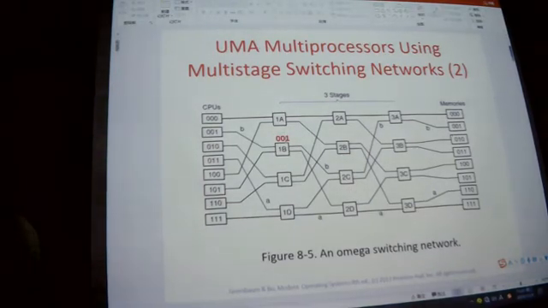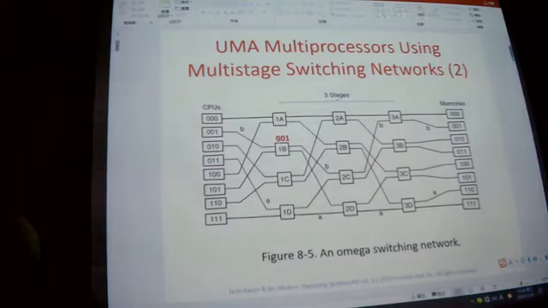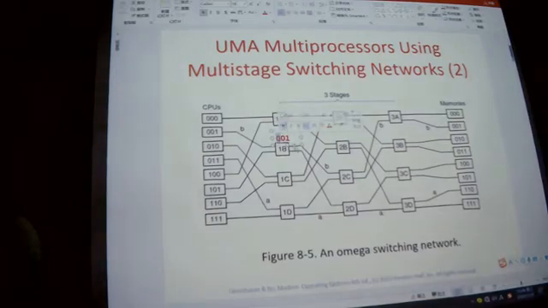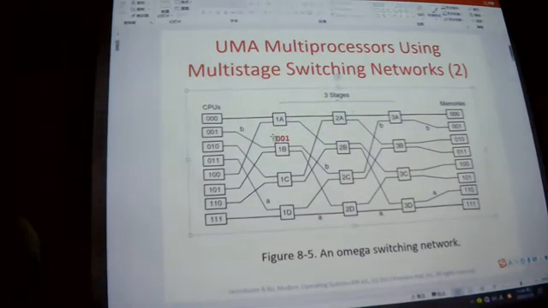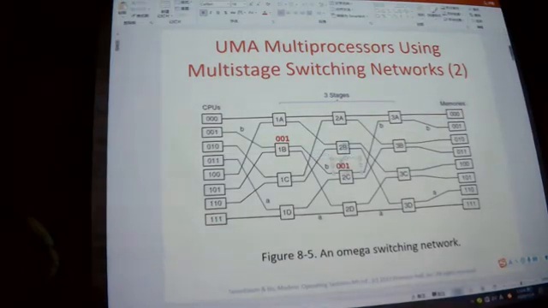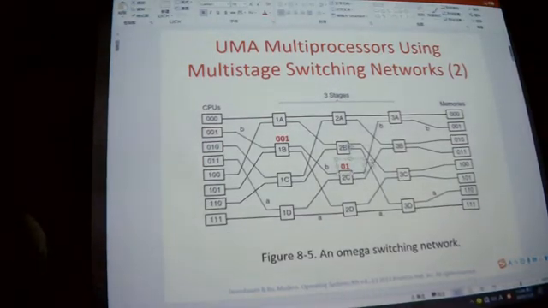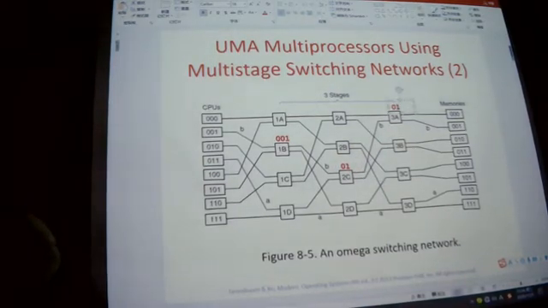These signals have 3 bits, yes? So each switch only handles 1 bit. The first bit is 0. Now 0 and choose 2C. And now, because the first bit has been handled, now we got here 2, 1, yes? And here there is only 1.